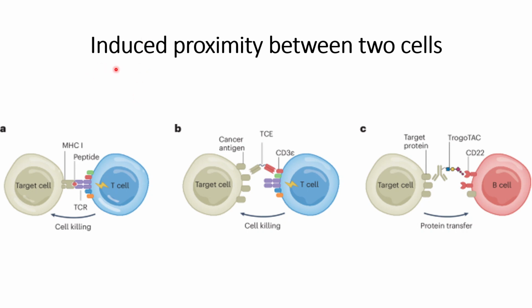In this video, we will discuss some of the induced proximity between two cells and how this phenomenon can be leveraged to improve the immune system response against the cancer cells. So the first one is about T cells and the target cells. The target cells can be considered as cancer cells or tumor cells.